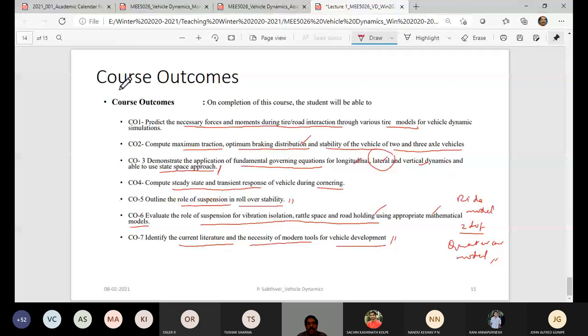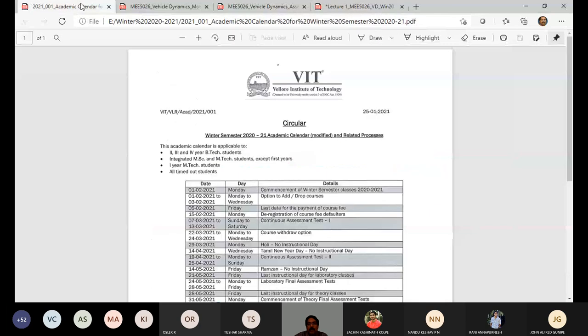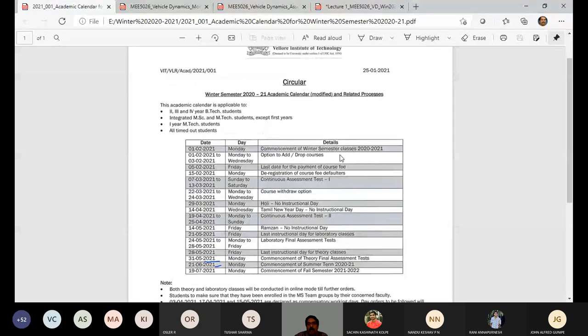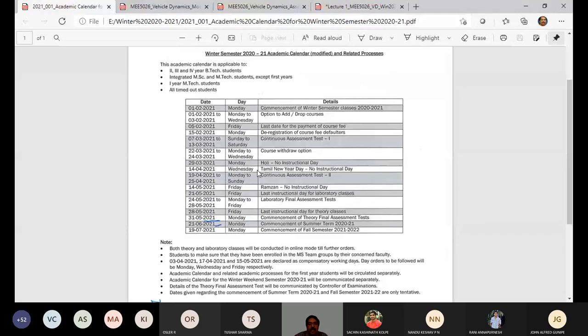So what are the key dates here? CAT 1, right? CAT 1 date is on 7th, since it's the A1 slot. CAT 2 is on 19th April. And your final exam is on 31st May. So these are three important dates for you that we know.